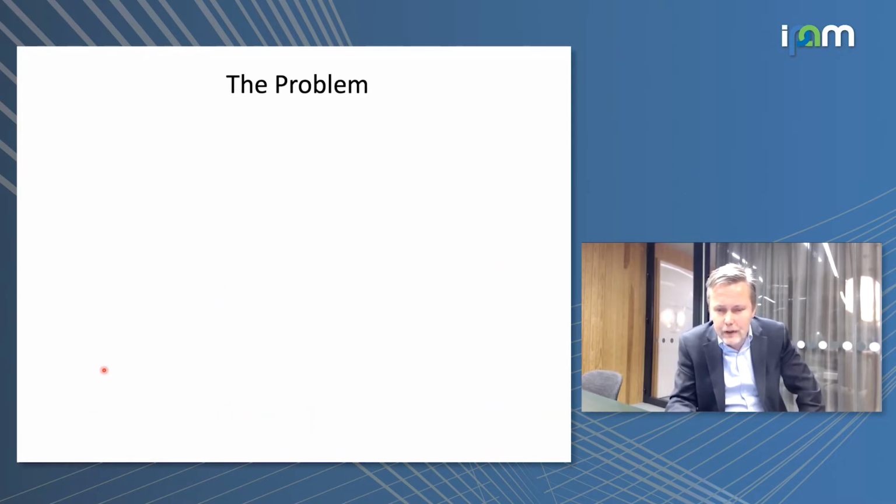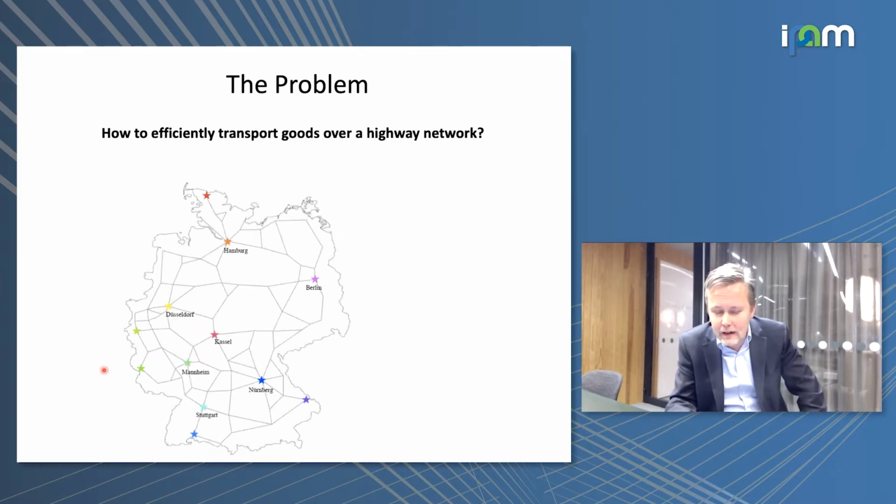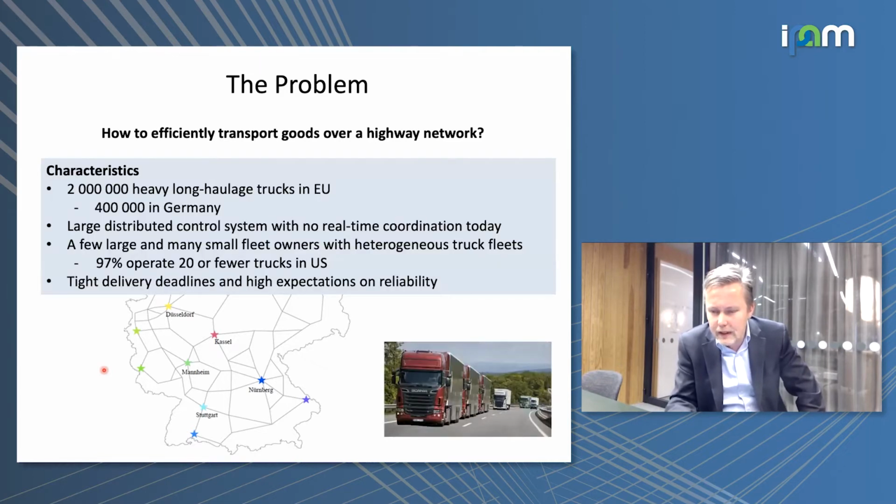The starting point of what we have been doing with automating platoons is basically asking ourselves, how can we make transportation of goods over highway networks more efficient? So this is really a problem of transportation, which is of great importance to society, right? A lot of the transport in the US and all over the world is going on roads and going with long haulage trucks. We're talking about typically millions over a continent.